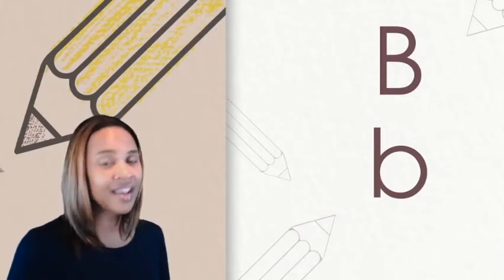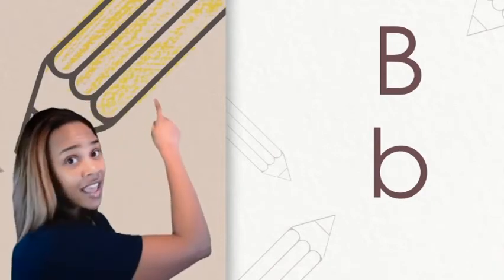Now it's time to use our arm like a pencil as we practice skywriting our letters. I want you to watch me model first and then repeat after me. We'll start with our uppercase B. Remember, each letter has an uppercase and a lowercase. So we'll start with the uppercase B first.